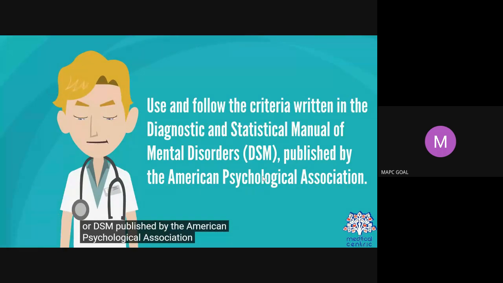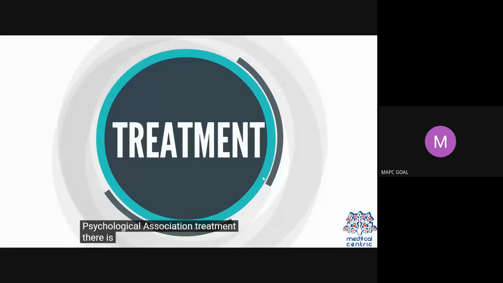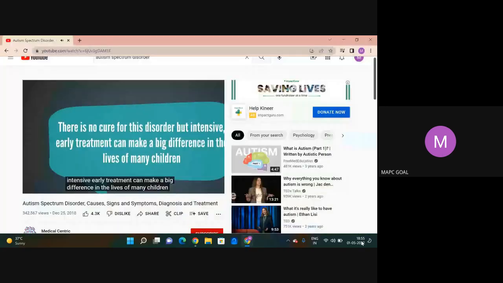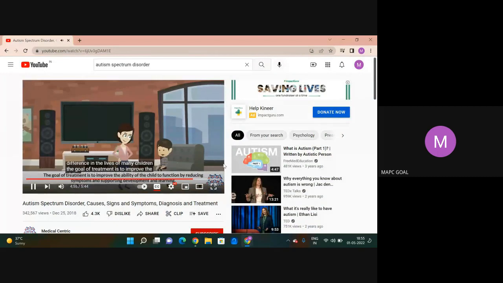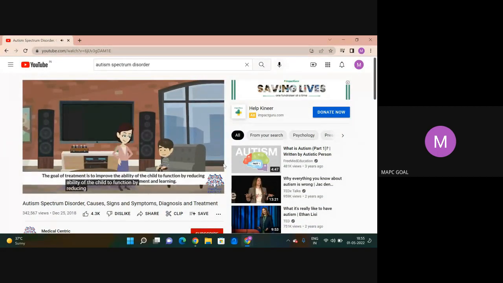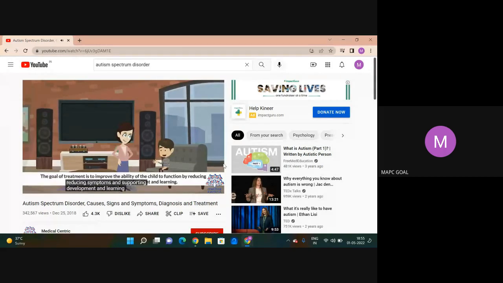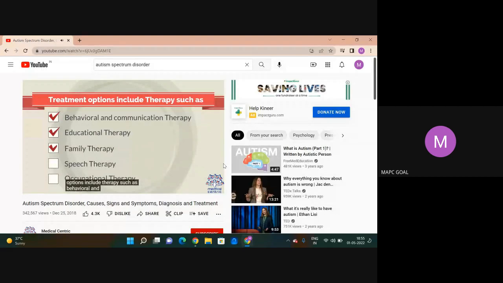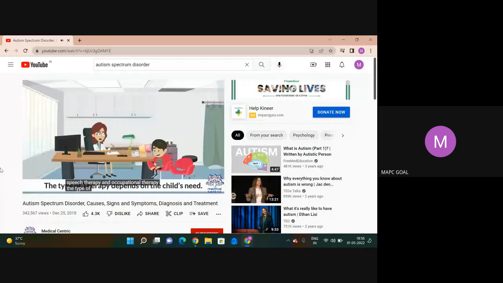Treatment. There is no cure for this disorder, but intensive, early treatment can make a big difference in the lives of many children. The goal of treatment is to improve the ability of the child to function by reducing symptoms and supporting development and learning. Treatment options include therapy, such as behavioral and communication therapy, educational therapy, family therapy, speech therapy, and occupational therapy. The type of therapy depends on the child's need.